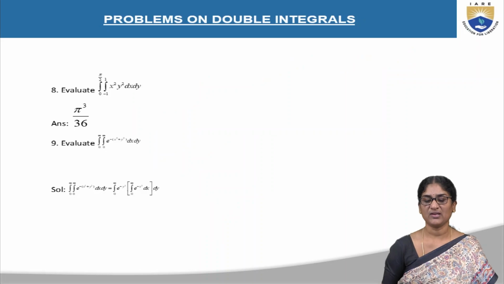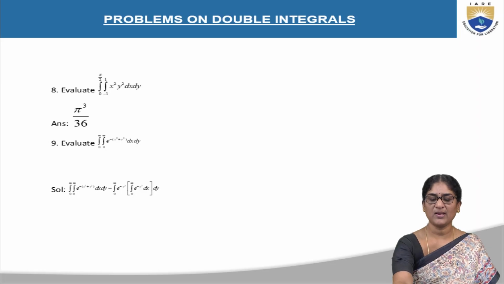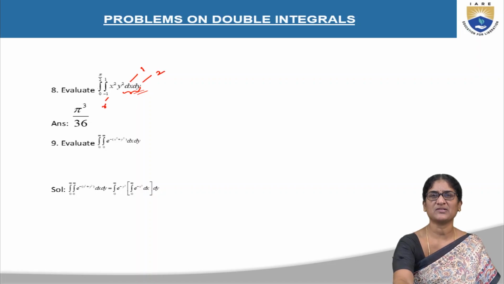Now the next question, evaluate integral 0 to pi by 2, integral -1 to 1, x square y square dx dy. Now look here, now both are fixed integrals. That means if both are fixed, we need to follow the internal differentiation, that is, this is to be taken 1 and this has to be taken 2. That means these are the variables of x and these are the variables of y.